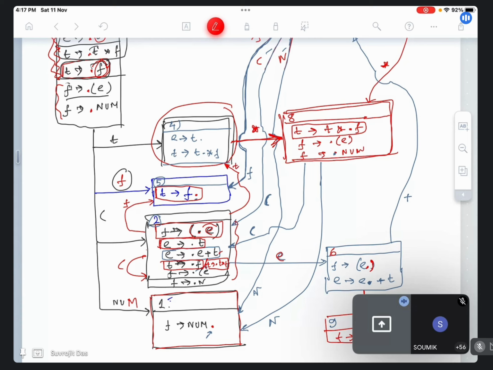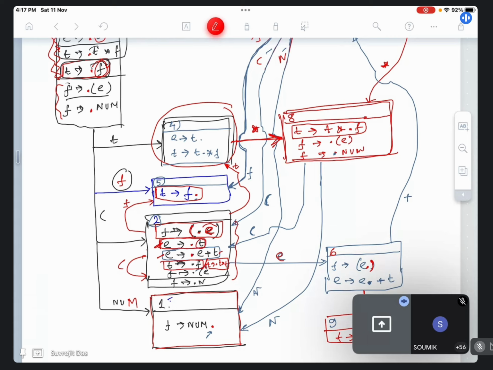Agreed? I missed that transition while I was designing the LR items. So this state number 2 has F goes to bracket dot E. Since E is on the right of the dot, I must take care of all the transitions that have E on the left. So this is one transition: E goes to T. So I must start with E and put a dot because nothing has happened till now. I must also add E goes to E plus T, put a dot in the front.